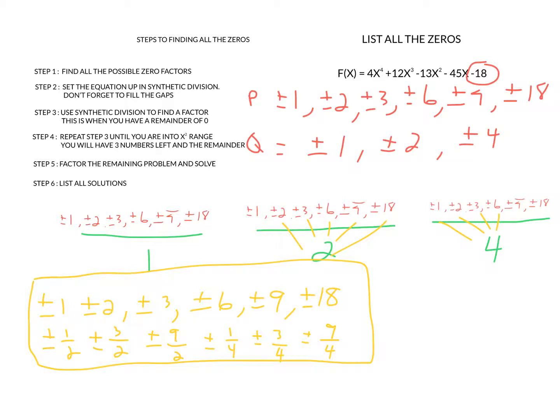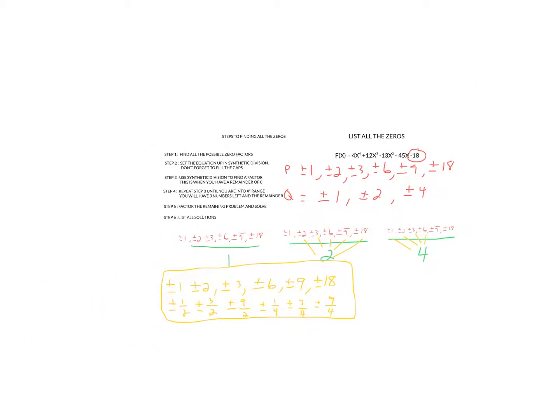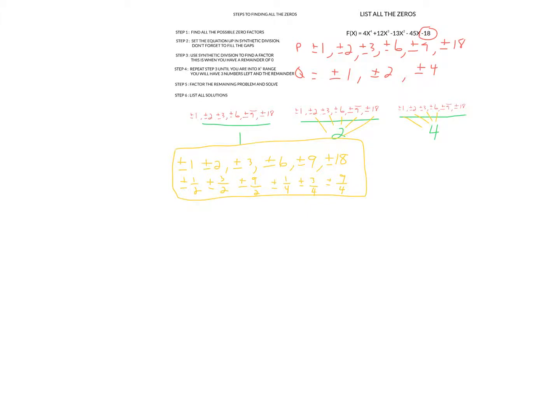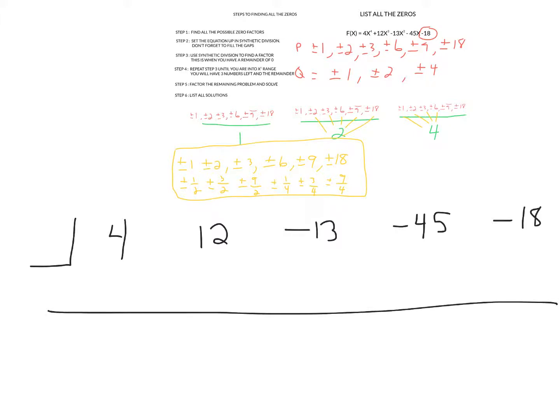All right, so now I'm going to shrink this down a little bit so we have plenty of room to work. Next thing we're going to check for gaps. Looking at my exponents, we go 4 to 3 to 2, 1, and 0. So we have no gaps, so let's fill in the chart. So 4, we have 12, we have negative 13, we have negative 45, and we have negative 18. Let me draw a dividing line in here. There it is. Okay, let's start having some fun.